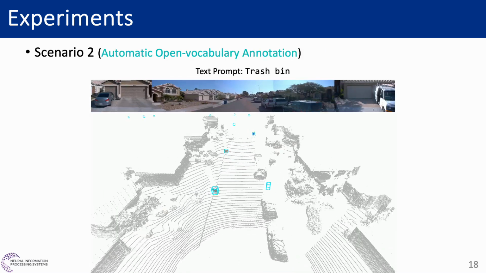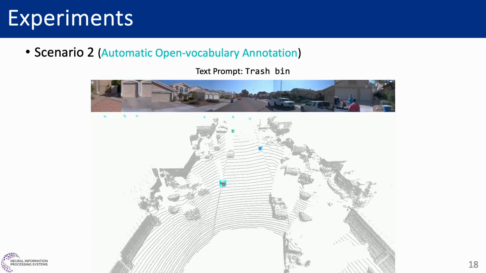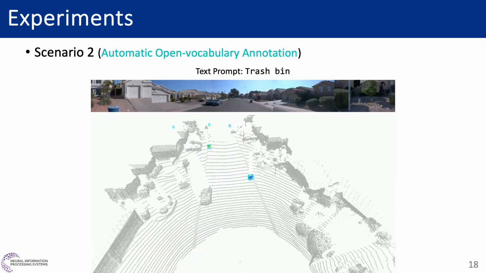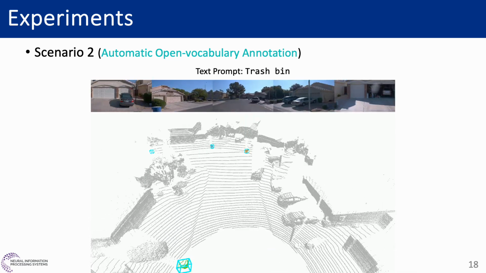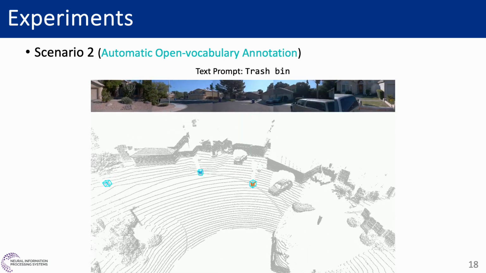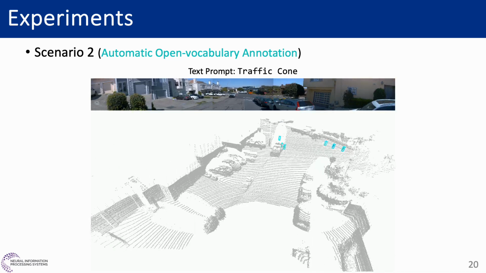Next, we present results for annotating novel classes that are not labeled in the Waymo Open Dataset. Our method successfully annotates objects that can become obstacles in driving scenarios, such as trash bins. We also observe that traffic cones are also annotated effectively.